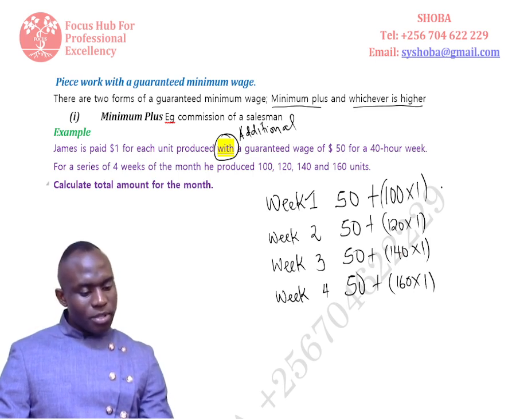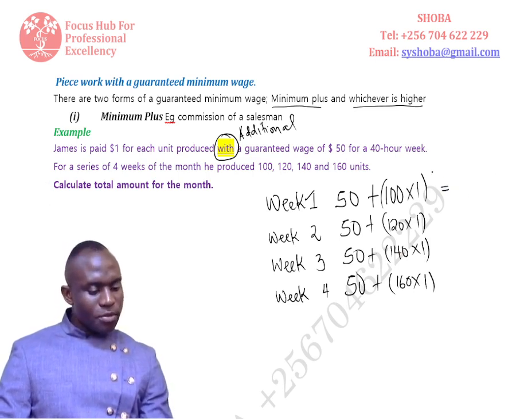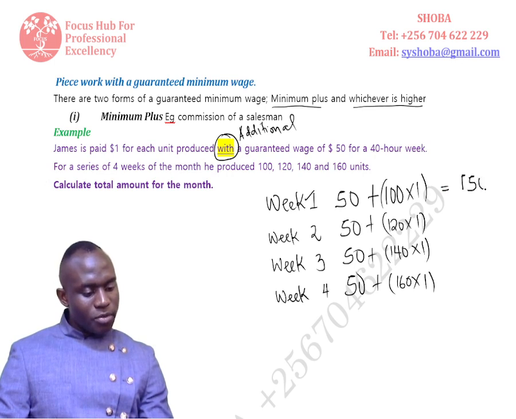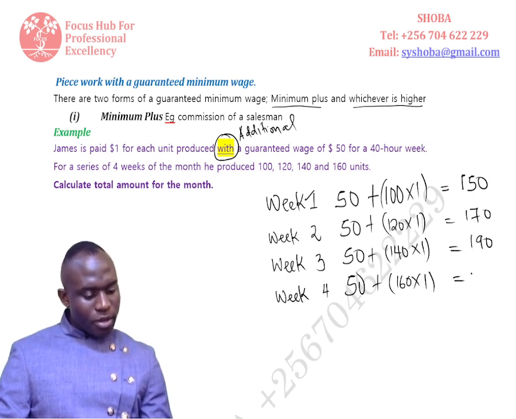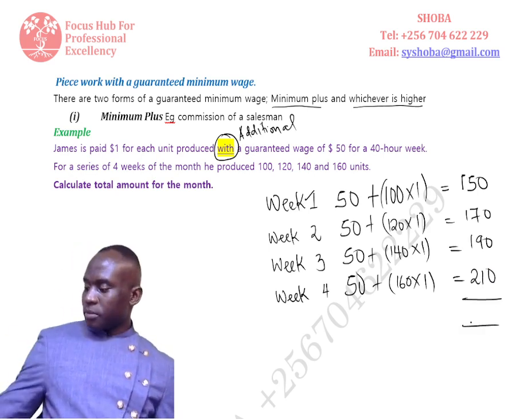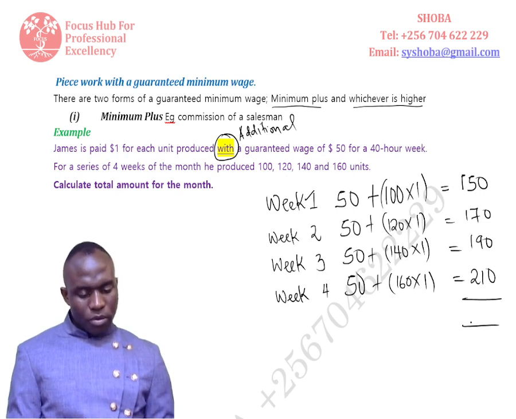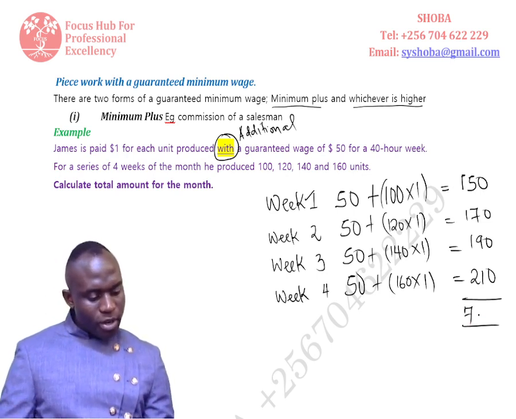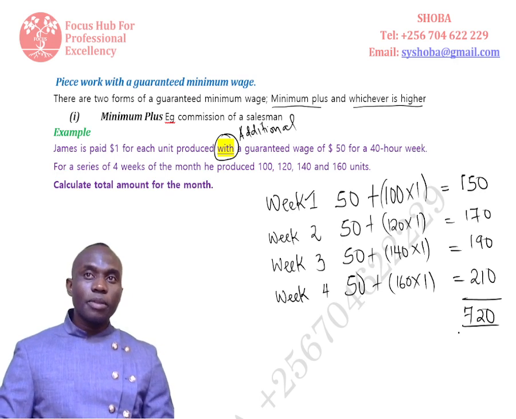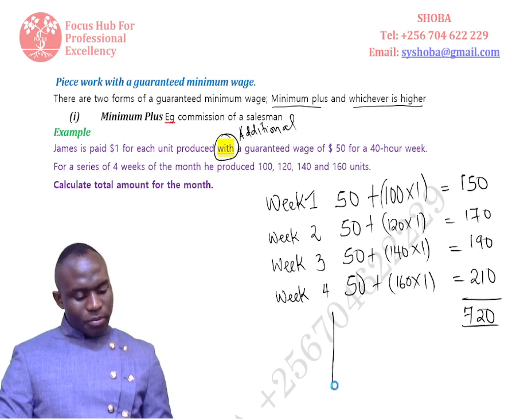So total here is, this is 50 plus 100, it is 150. Then this is 170. This is 190. And finally, this is 210. So the total payment is going to be $720 for the full month. Now, if they want you to represent this graphically, it would be something like this.